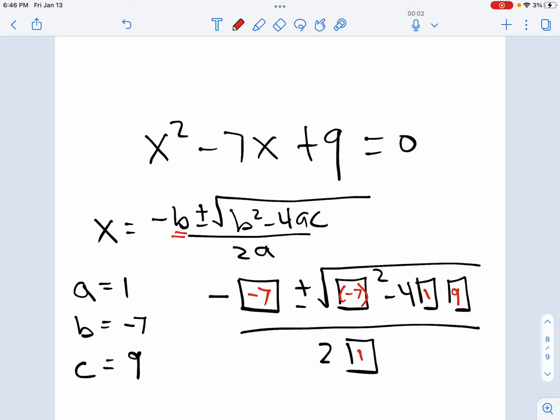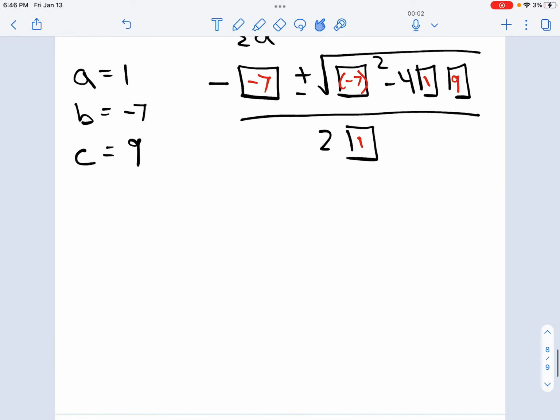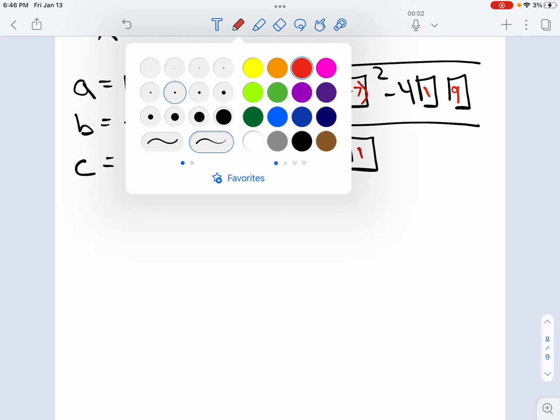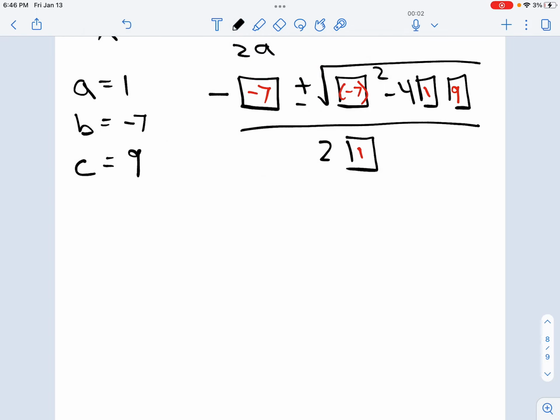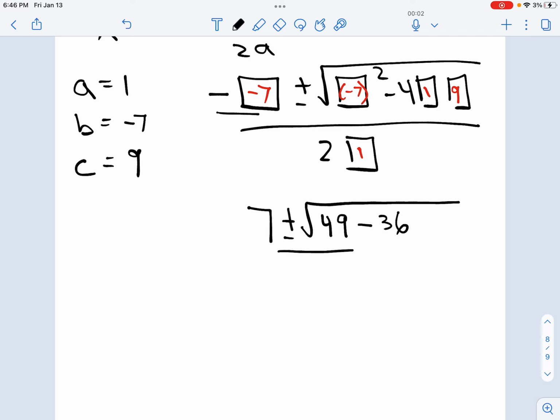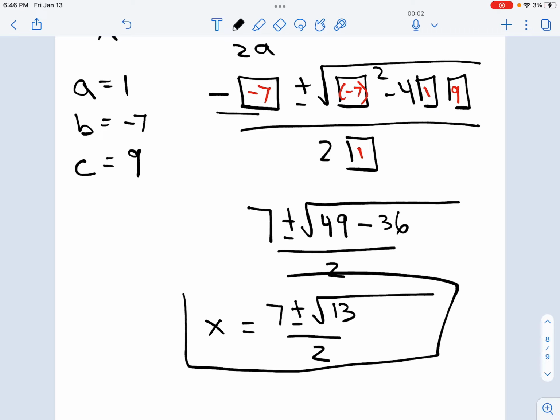Okay, so we're going to clean this up here. And when we clean it up, we are going to get negative 7 is going to turn into a positive 7, plus or minus the square root of negative 7 squared is negative 7 times negative 7, positive 49, minus 4 times 1 times 9 is going to be 36, all over 2 times 1 is 2. So then 7 plus or minus the square root of 49 minus 36 is 13, all over 2. And this would be your final answer.